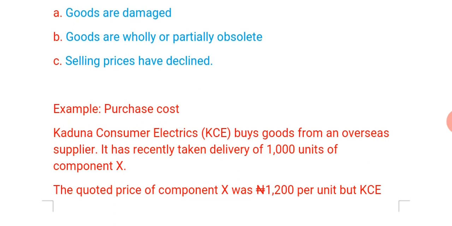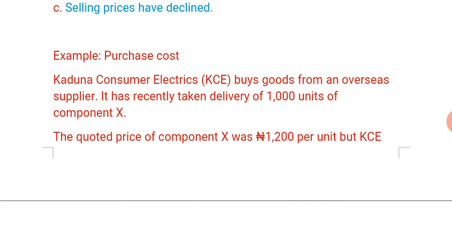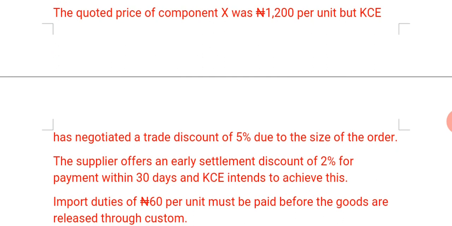It says Kaduna Consumer Electronics, rather KCE, buys goods from an overseas supplier. It has recently taken delivery of 1,000 units of component X. The quoted price of component X was 1,200 per unit, but KCE, as a company now, has negotiated a trade discount of 5% due to the size of the order. So we have a trade discount, we have the purchase price of 1,200. We should be writing this down. Then the supplier offers an early settlement discount of 2%.